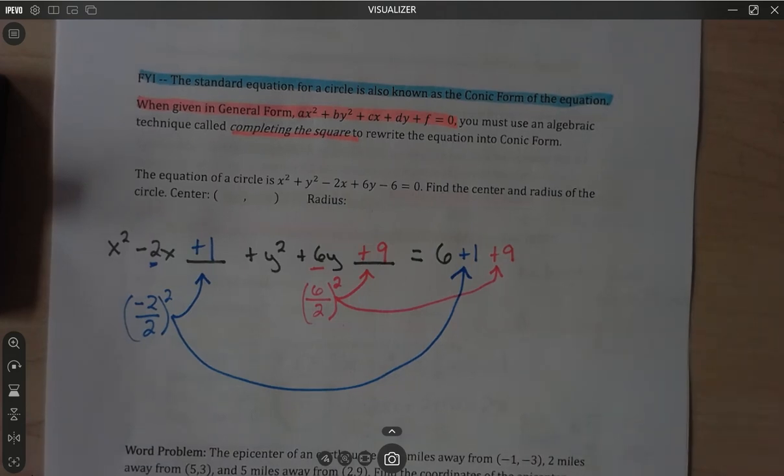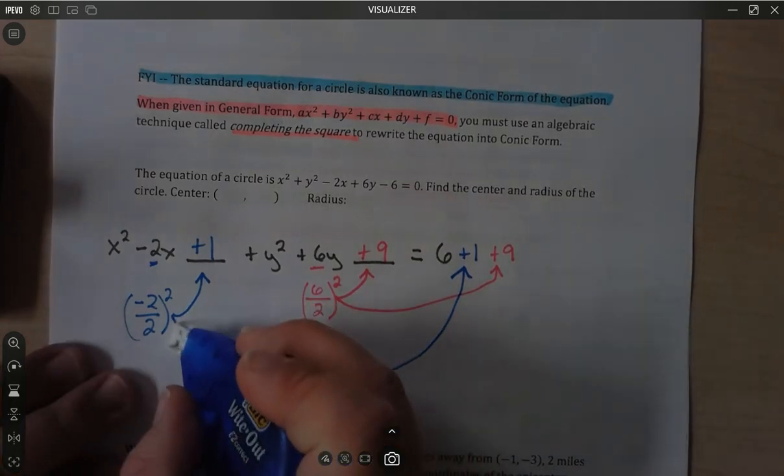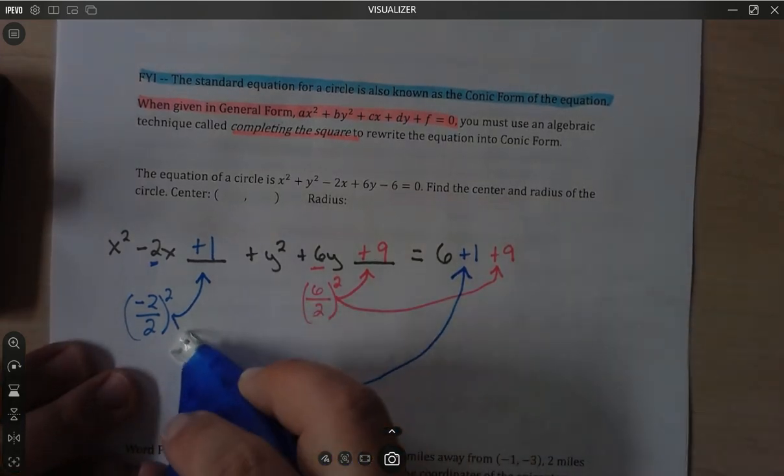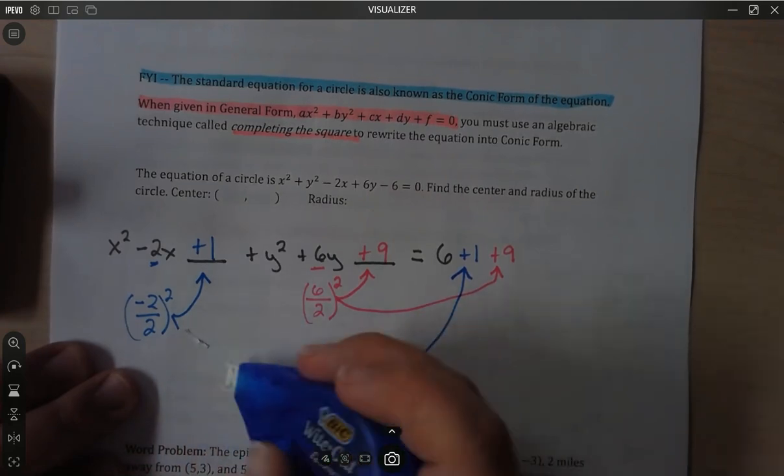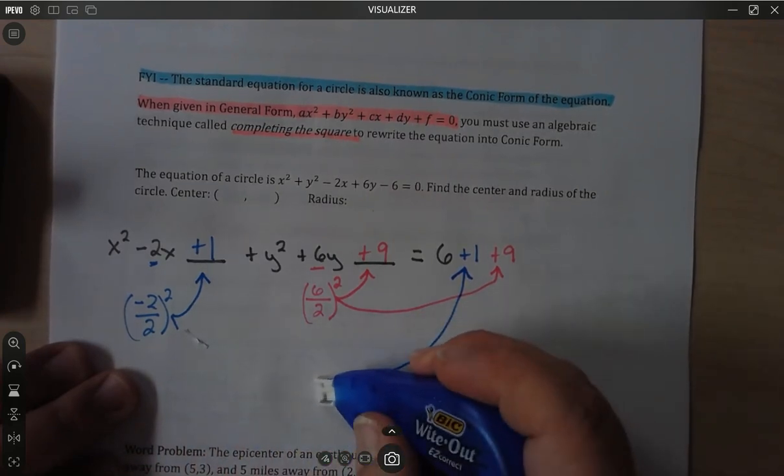Now, the reason we do this is because now we should have some perfect square trinomials. I'm going to change the curve of this so I have a little more space to work.